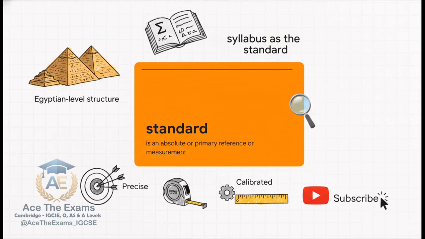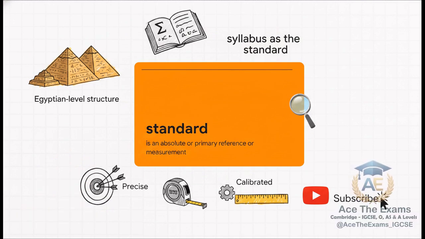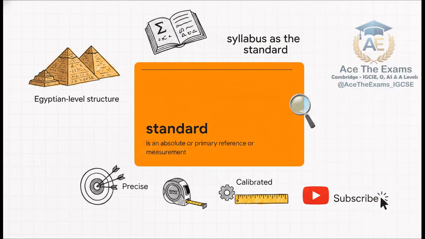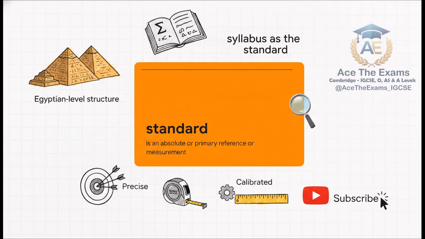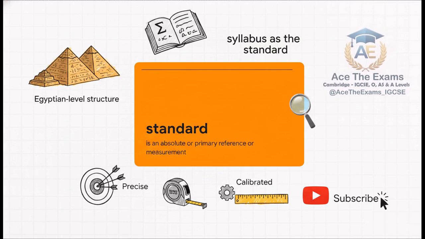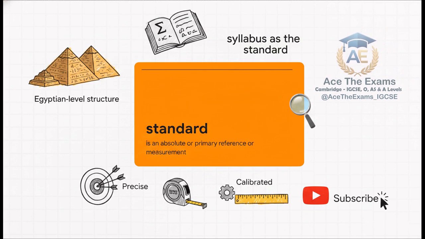Look at these three definitions extracted straight from the source text. First up, a standard. In physics, this is an absolute or primary reference. In our exam strategy, the Cambridge syllabus itself is our absolute standard.